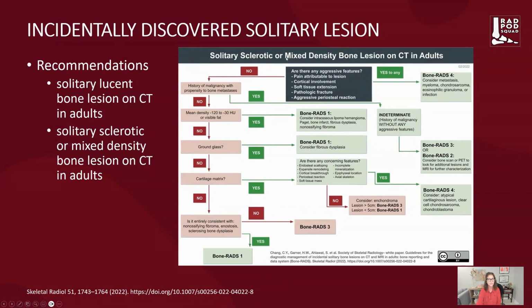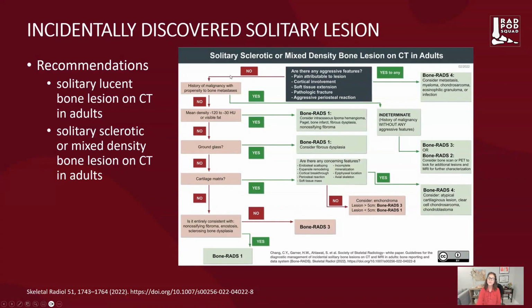So if we see a sclerotic lesion that's painful, this may indicate that there's a high level of malignancy. Pain is an important feature, so we want to be sure to put a marker when we're imaging over any particular lesion and understand that. Cortical involvement. Is the cortex involved? Soft tissue extension, pathologic fractures? Is there an aggressive periosteal reaction? Any yes to this, we need to work that up as a BoneRads 4.